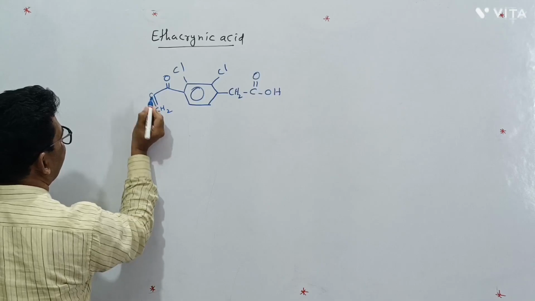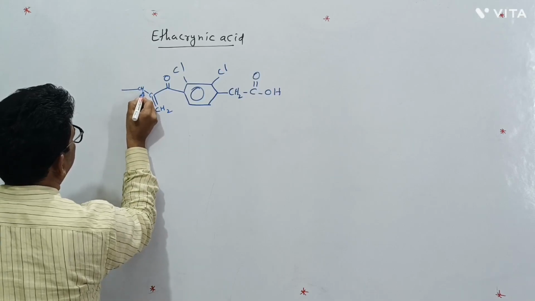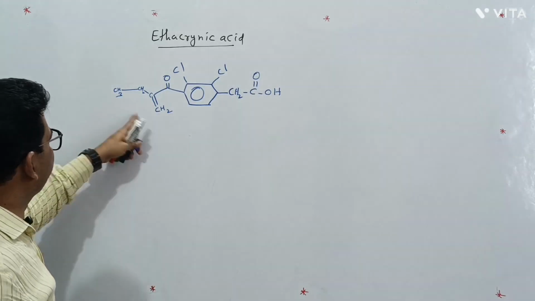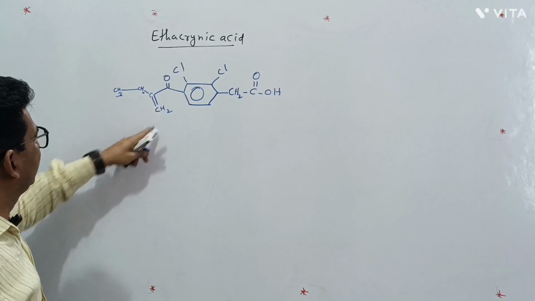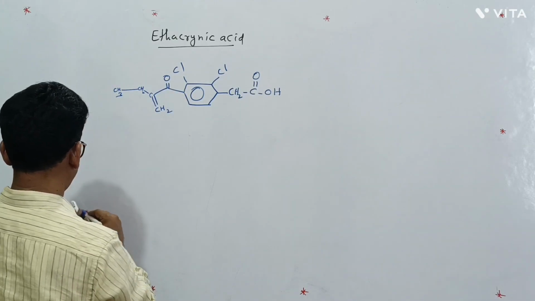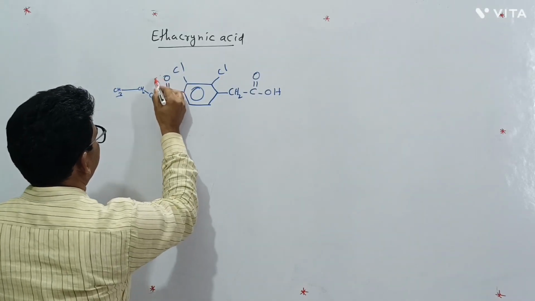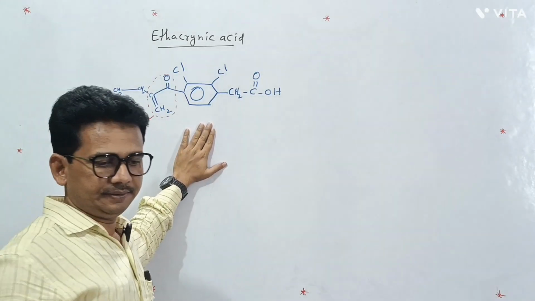Here the carbon will be there. Here you will find another CH2 and CH3. Total 4 carbons here. In this case, this one has the double bond. This group is called the acrylyl group, especially this one. This is the structure of ethacrynic acid.